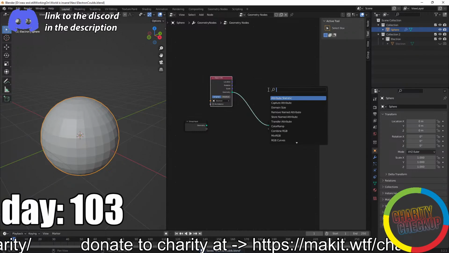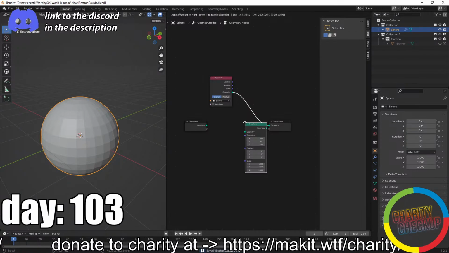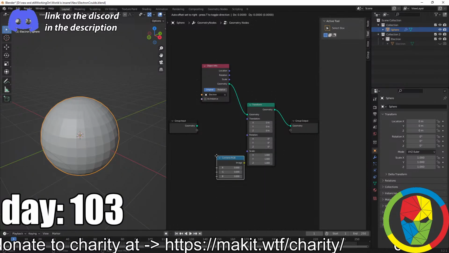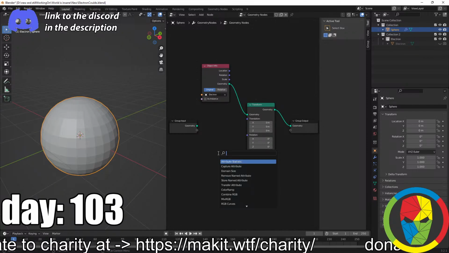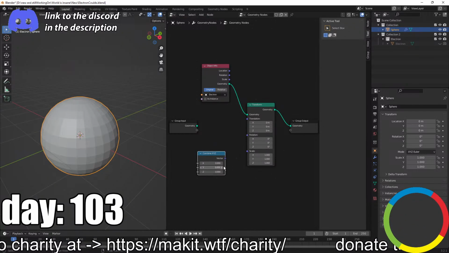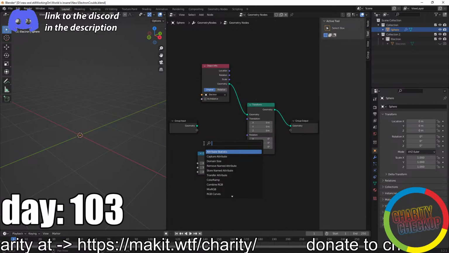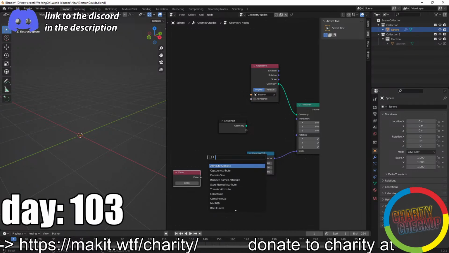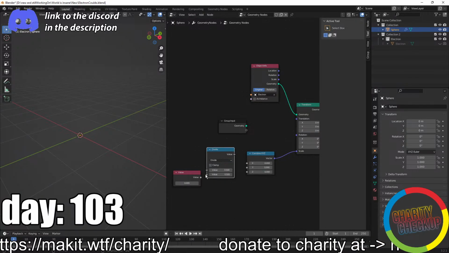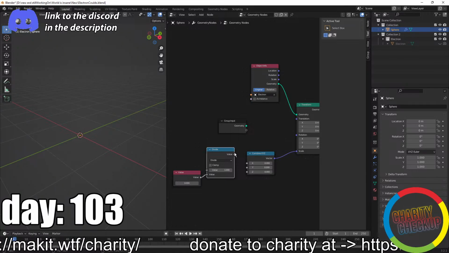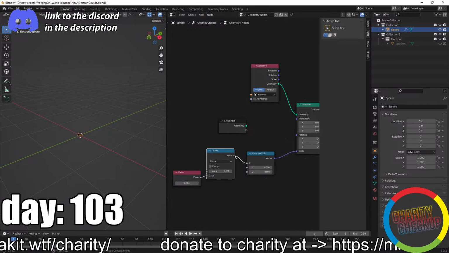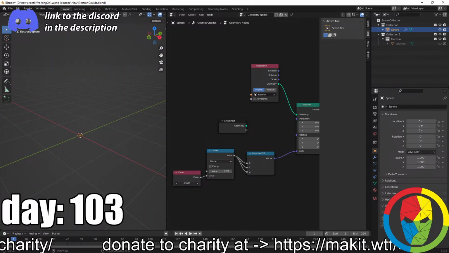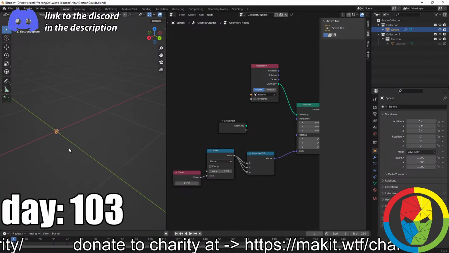Now, here's what we're going to do. Transform. Combine. Well, RGB doesn't really matter, but XYZ would be more correct. And now we'll have a value. There we go. And math. Have division. Over here, 1 divided by that value. Right now it's 0, so let's increase that. And the thing gets smaller as we increase the value. Great, exactly what we needed.